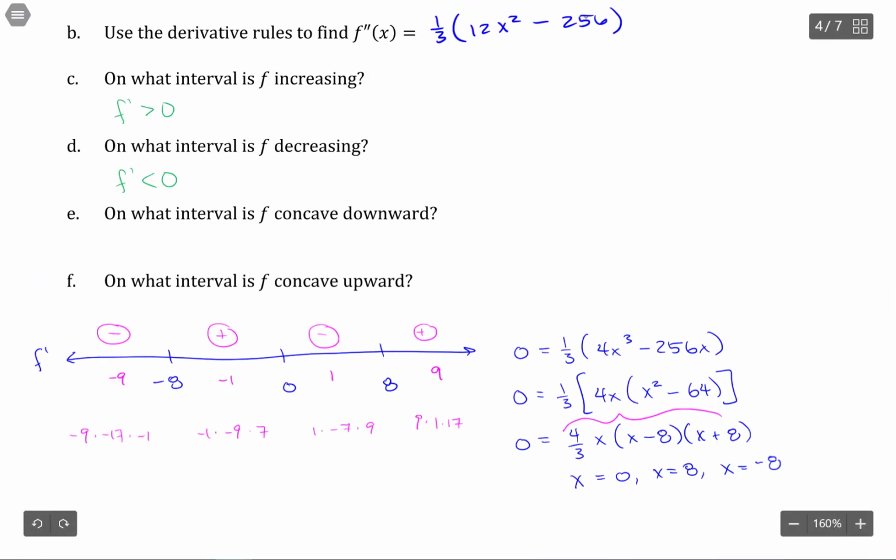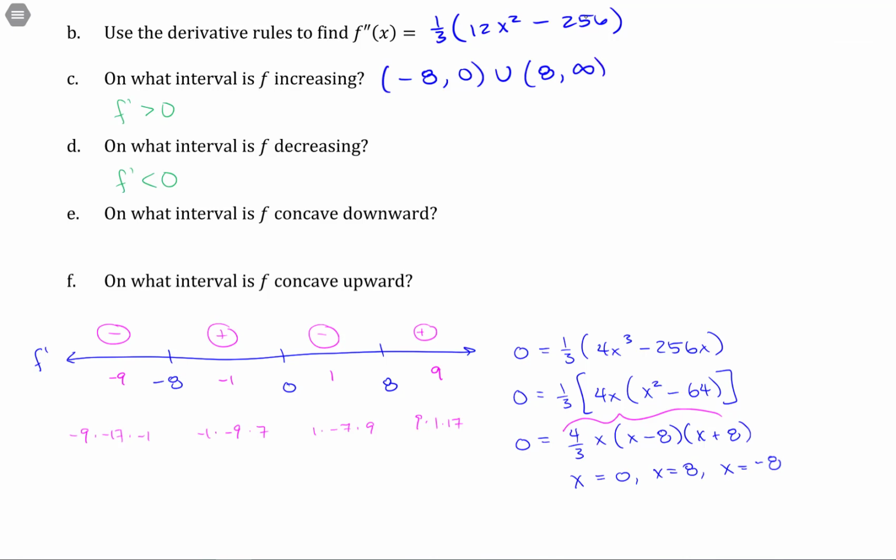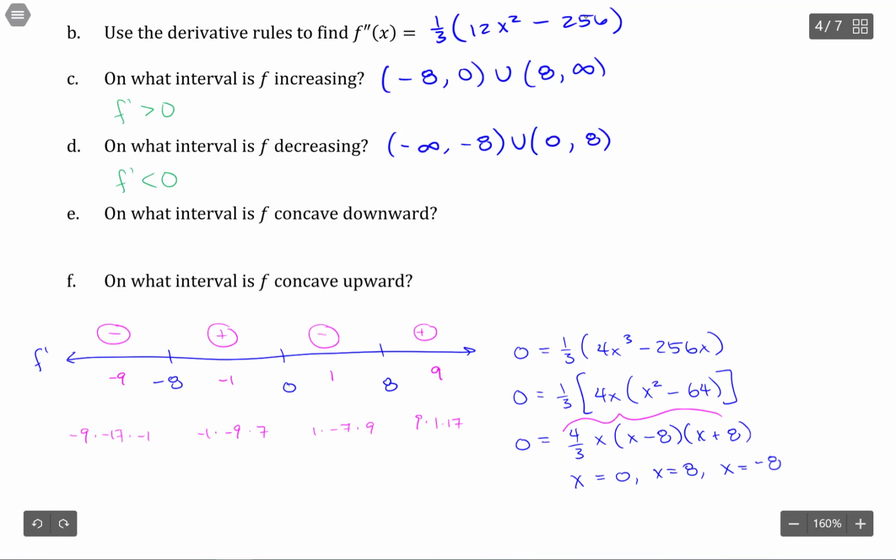Okay, so let's see here. I am increasing whenever the first derivative is greater than 0. So on this interval from negative 8 to 0, and then again from 8 up to positive infinity, there we are increasing. We are decreasing whenever the first derivative is less than 0. So here from negative infinity to negative 8, and then again from 0 to 8.